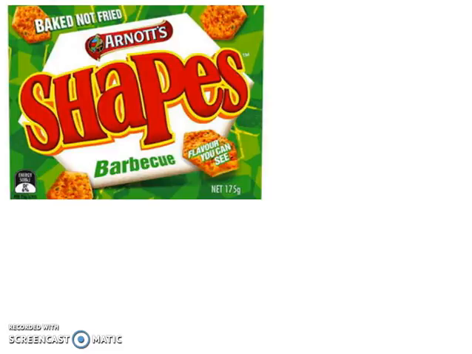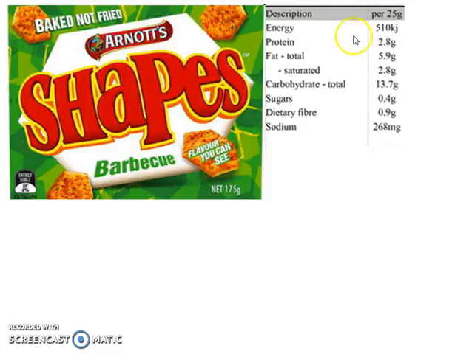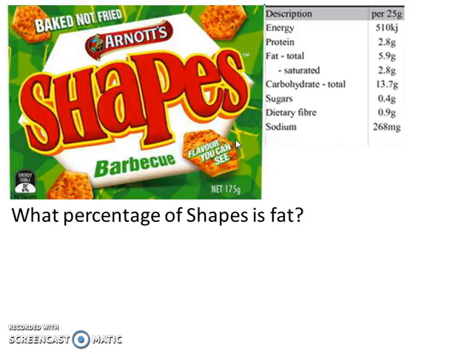All the food products that we have in Australia have to have nutritional information on them. Information like what we can see here. This is what is on the side of the packet of barbecue shapes. So what percentage of the shapes is made up of fat? So you go up to where it's got the amount of grams of fat and you put it out of the total that they have per serving.